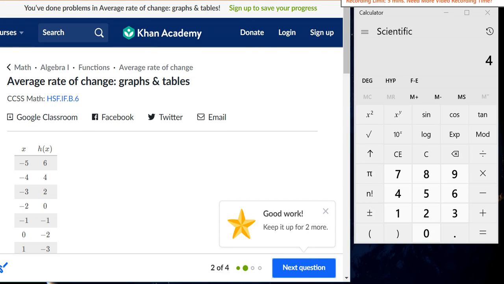So this is on Khan Academy. It's average rate of change and average rate of change graphs and tables. So I will send you a link on Remind, and you guys can access it and do some practice, please, because we have at least 2 questions on the topic test, and you guys need to practice. All right, send me a message on Remind with any questions.